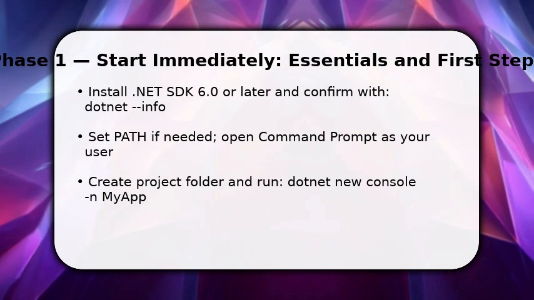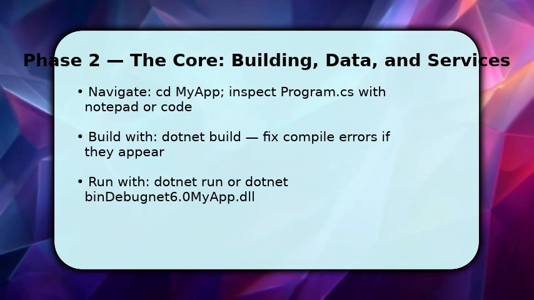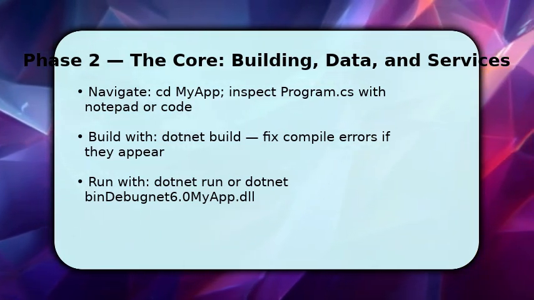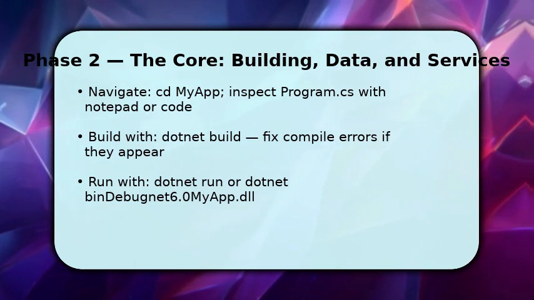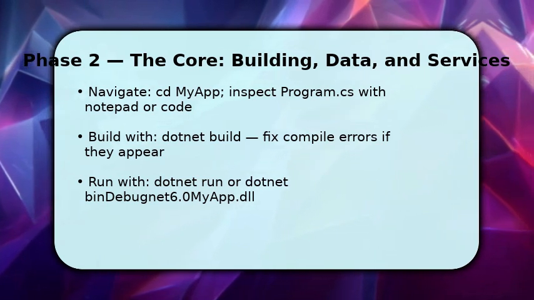Now you compile and execute. Change directory to the project and inspect Program.cs so you understand the entry point. Run dotnet build to compile. If you hit errors, read messages carefully and edit the source to fix missing namespaces, semicolons, or type issues.